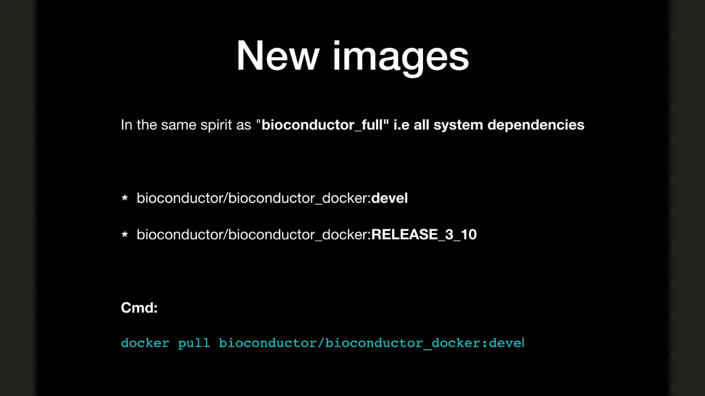Firstly, let's just get into why the changes happened. So the new images are in the same spirit of the Bioconductor full image, which we had previously, in the sense that they have all the system dependencies. They're called Bioconductor Docker, as you can see in the name. So Bioconductor is the organization name, then Bioconductor Docker, and then you have tags, devel or release 310, and you can pull them from Docker Hub with simple commands such as this: docker pull bioconductor/bioconductor_docker:devel or release_3_10.